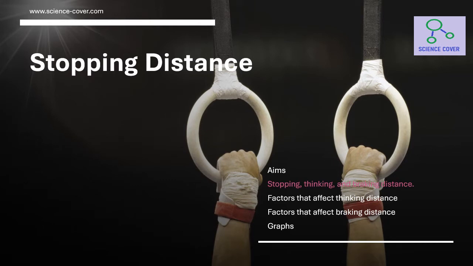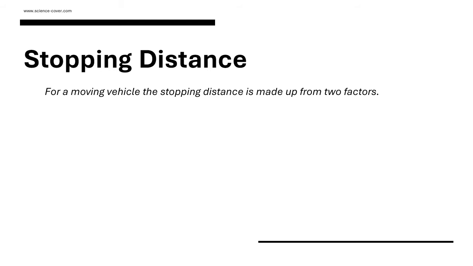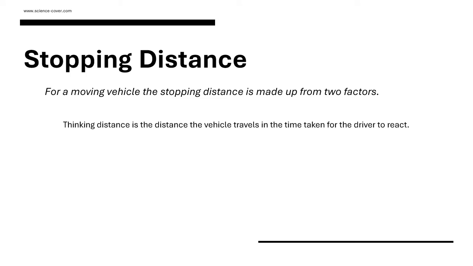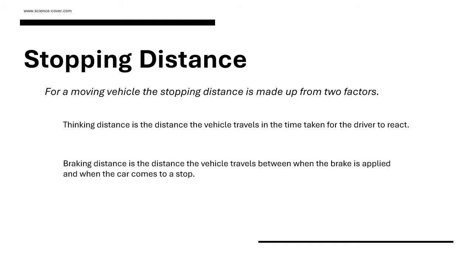Now let's look at stopping distance. For a moving vehicle, the stopping distance is made up of two factors. The thinking distance is the distance that the vehicle travels in the time taken for the driver to react. And the braking distance, which is the distance that the vehicle travels between when the brake is applied and when the car comes to a stop. So the total stopping distance is equal to the thinking distance added to the braking distance.